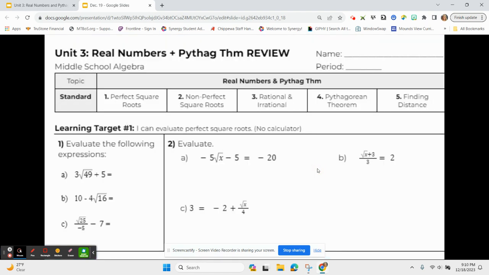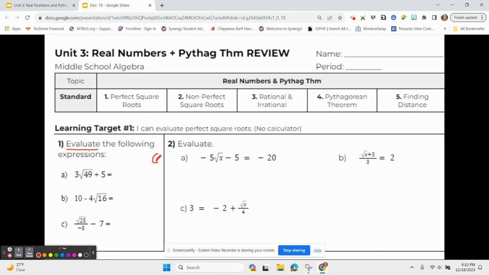So let's take a peek. Starting off with learning target 1. So this is a non-calculator section, but you can use your pink notes with those perfect squares. This is going to be awesome. So the first thing I want to point out, you're going to have to evaluate. That means find the answer.